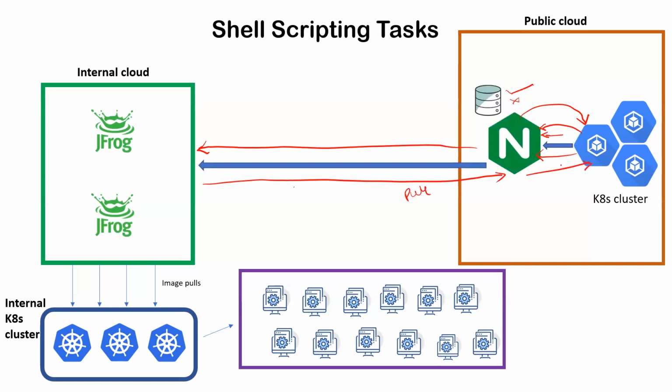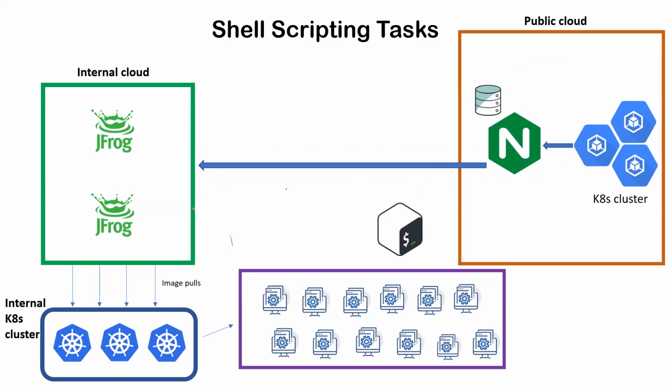And also, after the image pull is done, all the image layers will be cached in NGINX. Because of this, the first pull will always be slower, but further pulls of the same image will be faster because all the image layers will already be available in the NGINX cache.